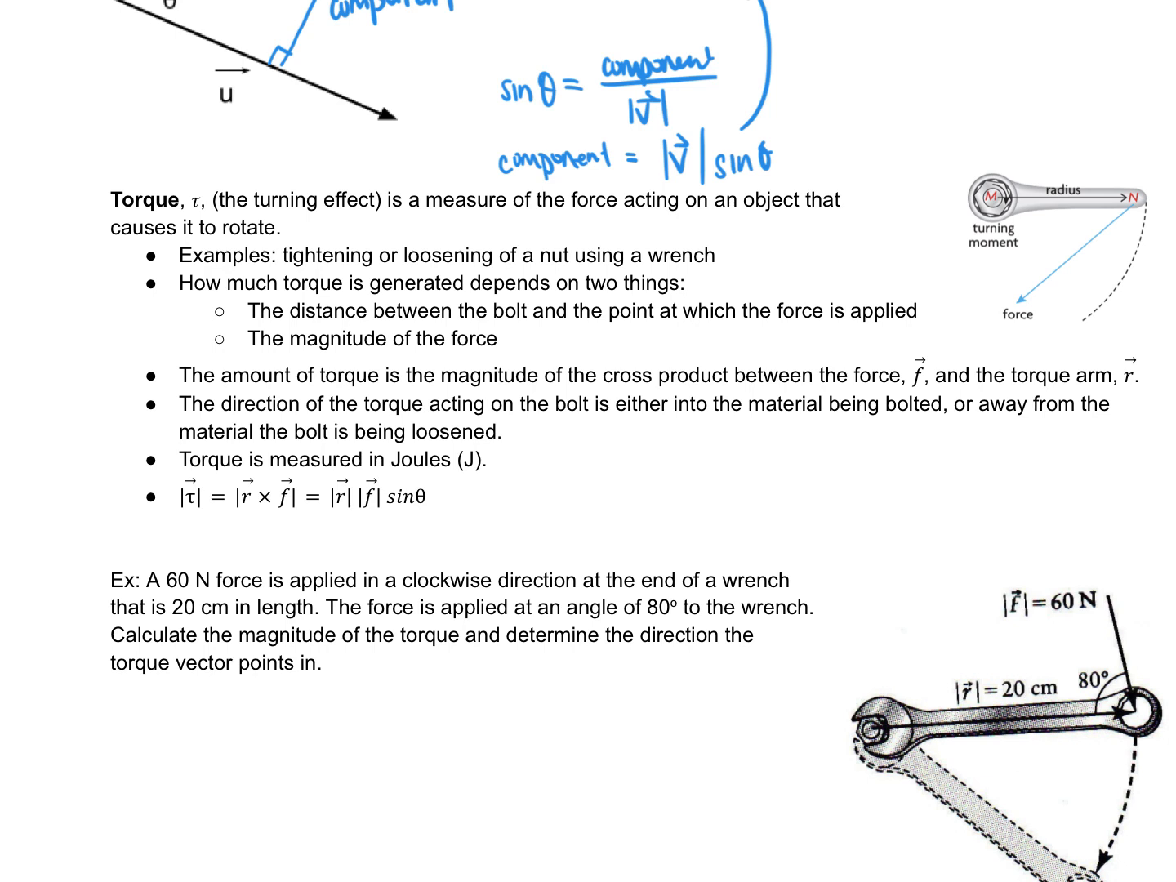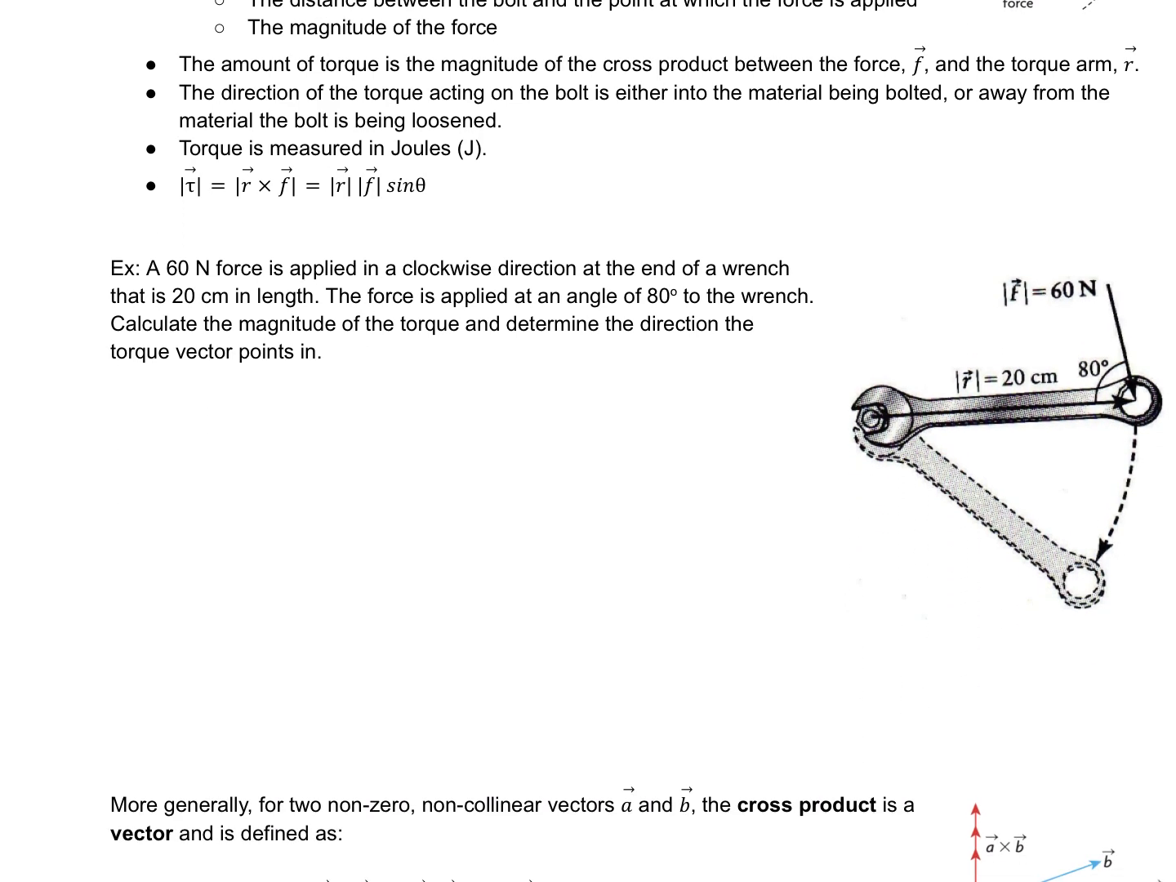So let's try this out. A 60 Newton force is applied in a clockwise direction at the end of a wrench that is 20 centimeters in length. The force is applied at an angle of 80 degrees to the wrench. Calculate the magnitude of the torque and determine the direction the torque vector points in. Okay, so first of all, we are told that the wrench is being moved in a clockwise direction, which means that the bolt is being tightened. And if it's being tightened, then the torque is acting on the bolt into the material. So we already know about the direction here, into the material that is being bolted.